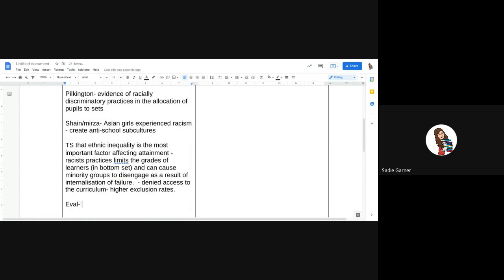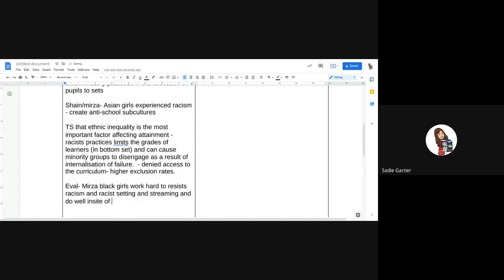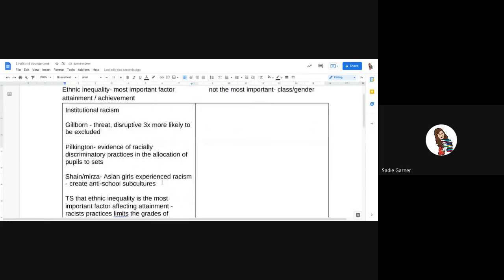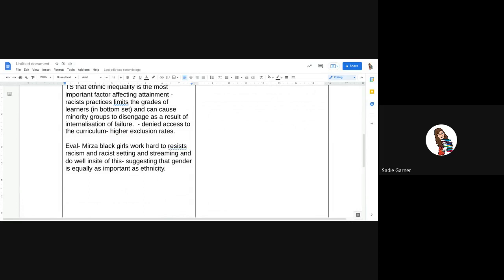In the evaluation, however, we're going to note Mirza's evaluation that Black girls work hard to resist racism and racist setting and streaming. Well, Black girls work hard to resist racism and racist setting and streaming and do well in spite of this, suggesting that gender is equally as important as ethnicity. You'll remember part of your targets at the moment are trying to link your evaluation back to the question a little bit to keep the focus of the question throughout. Well, she's suggesting that if Black girls can work hard to resist racist setting and streaming and do well in spite of them, that suggests that gender is equally as important as ethnicity.